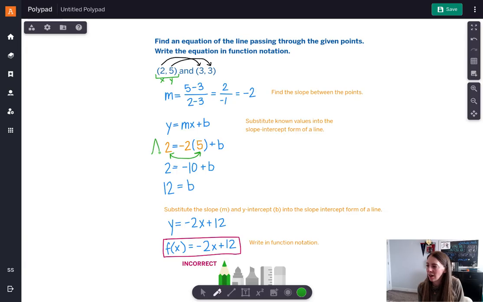Anyway, so this is where the error occurred. Did you spot it okay on your own? Let me know in the next question.